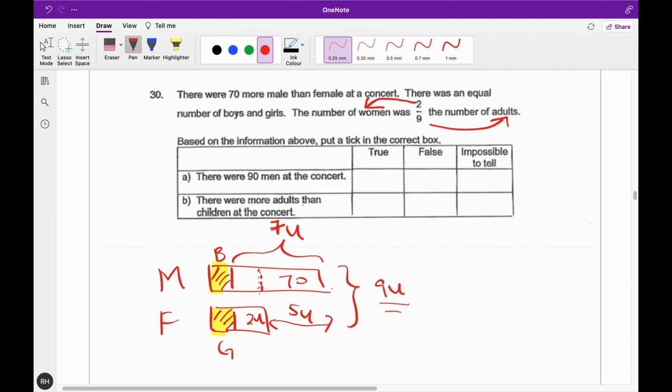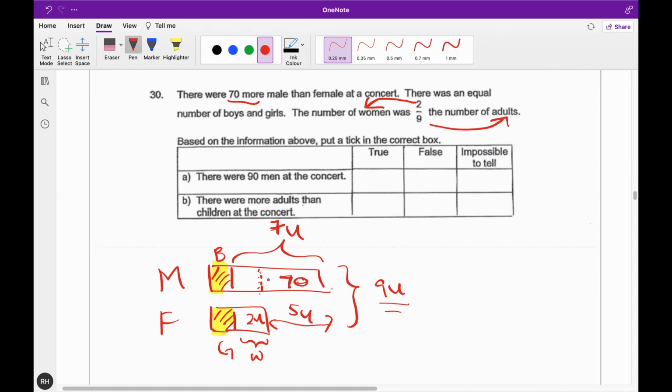So we can see, first thing, 70 more male than female. Okay, so male versus female. The extra part here, 70. Okay, the difference is 70. There was an equal number of boys and girls. So these boys and girls are the same size since they are the same. And then the number of women was 2 out of 9. So you know this remaining here would be women, and this white part here of the males will be men.